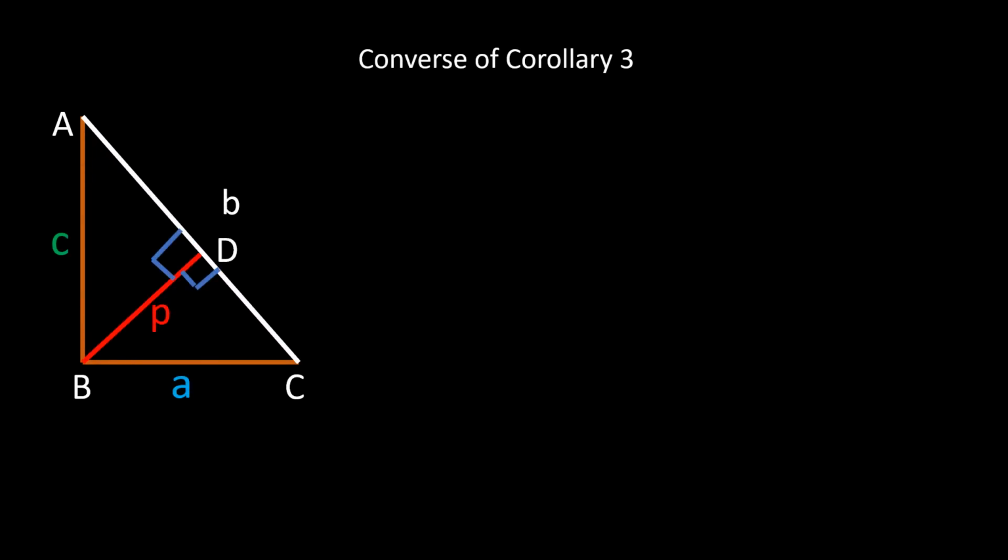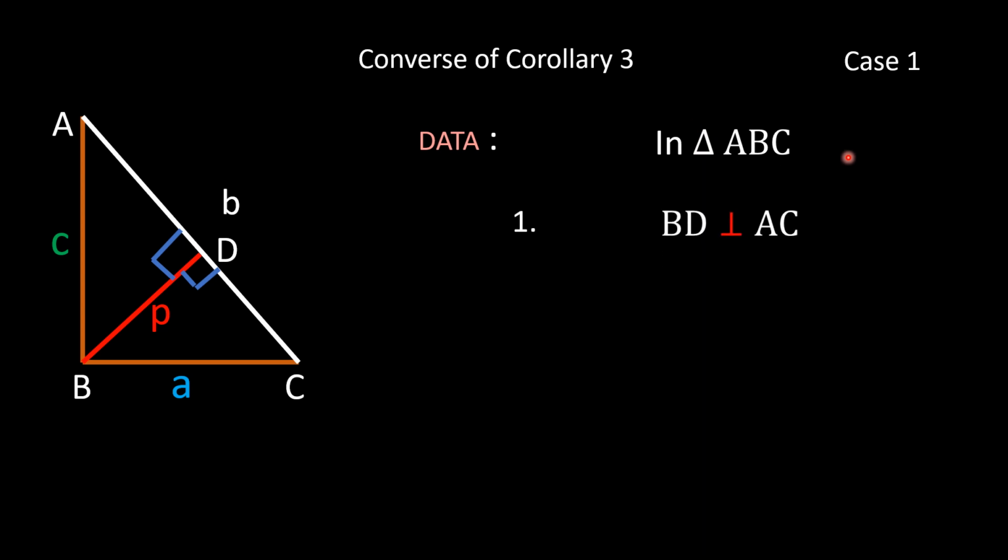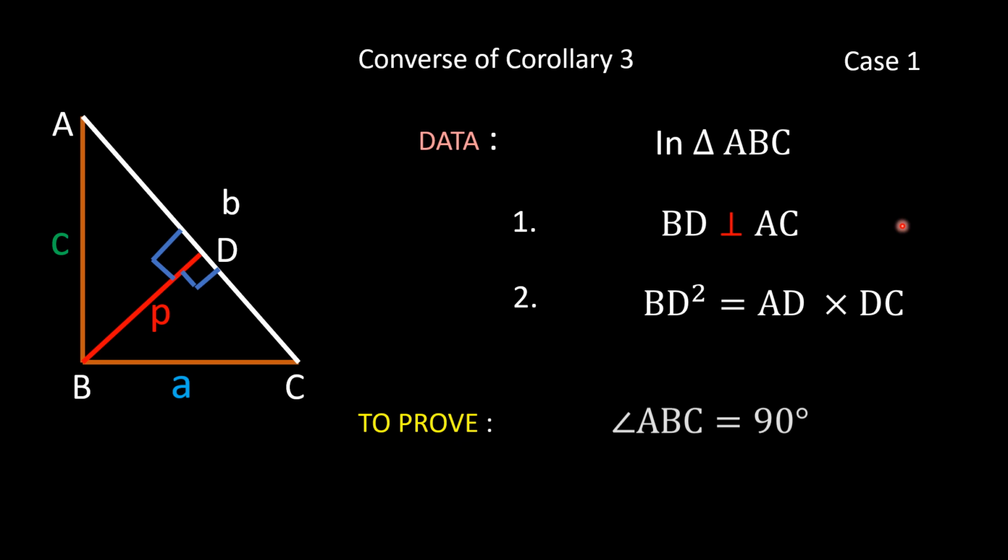Okay, so what would be the data? The data is: in a triangle, not a right angle triangle, ABC, we have two things. BD is perpendicular to AC in such a way that BD square is equal to AD into DC. If that is so, we have to show that angle ABC has to be equal to 90 degrees. Shall we find out the proof, friends? Here it is.